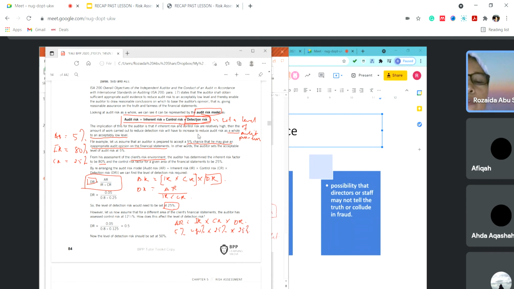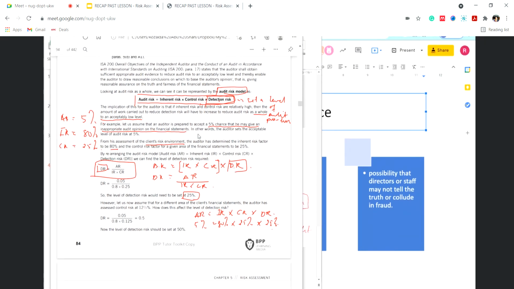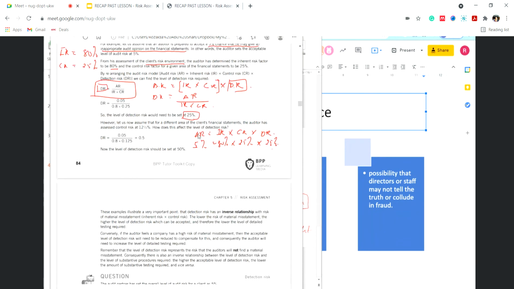Okay, so if you look at here, inherent risk and control risk is high, so you have to set a low level of detection risk in order for you to put your audit risk percentage at the acceptably low level. Okay, so that is the meaning. Same also when you change.